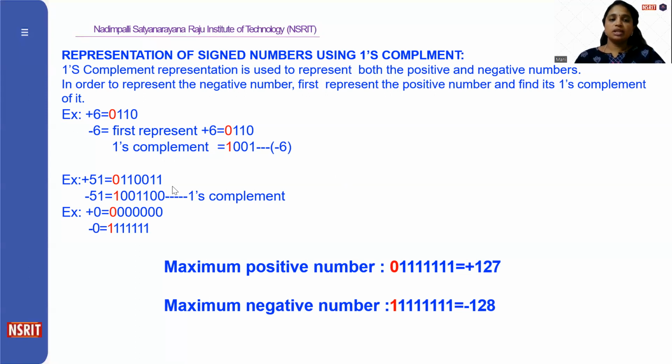If you want to represent minus 51 in 2's complement, take the 1's complement for this part only. Don't change the sign bit. Take this form and add 1 here. Then you will get 0, 0, 1, 1, 0, 1. So that is the representation of minus 51 in 2's complement.